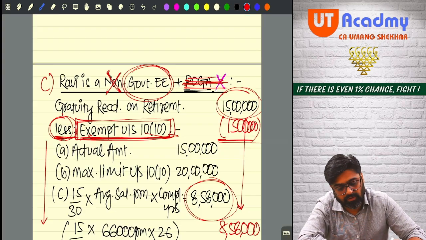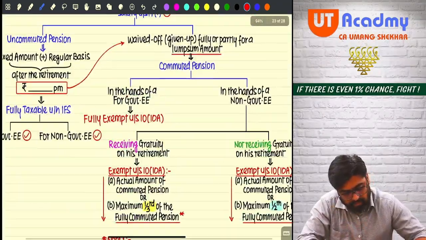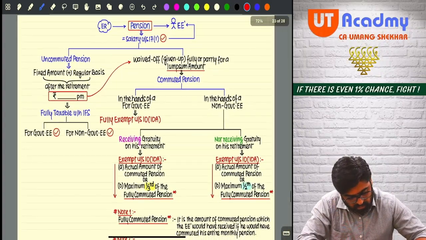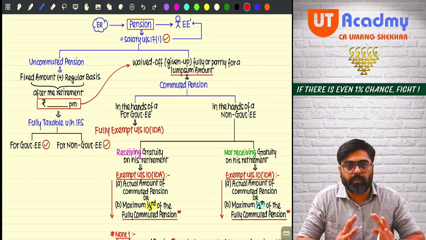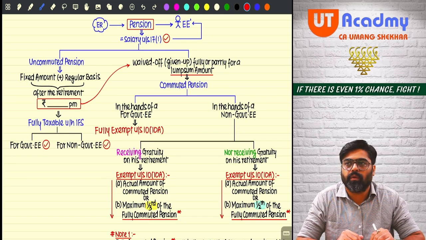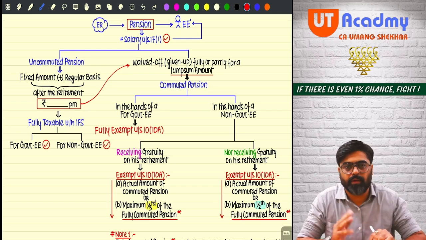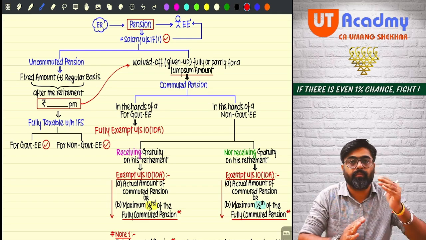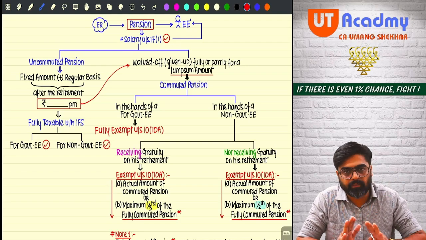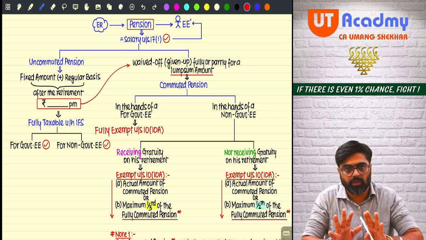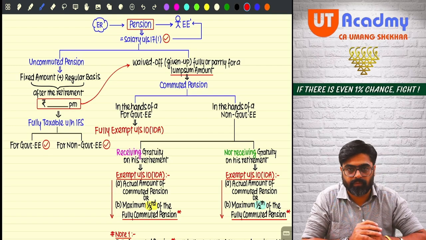Now, the next concept after gratuity is pension. See, during the previous year, if the employee gets retired, on retirement the employer can give him pension also. What is the meaning of pension? Pension means it is a fixed amount given regularly after the employee gets retired.